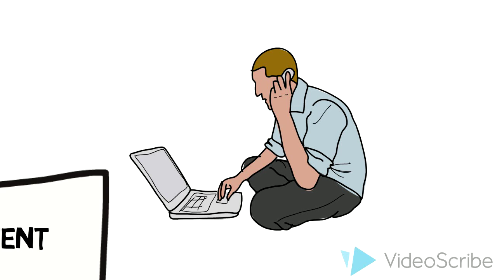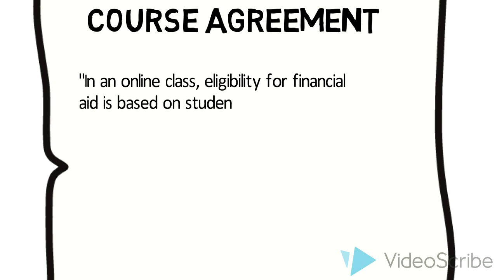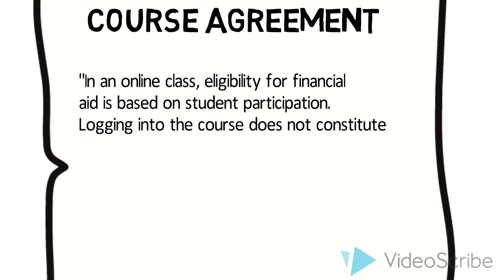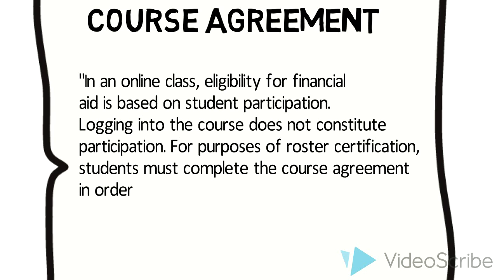The course agreement language is as follows. In an online class, eligibility for financial aid is based on student participation. Logging into the course does not constitute participation. For purposes of roster certification, students must complete the course agreement in order to be counted as attending.